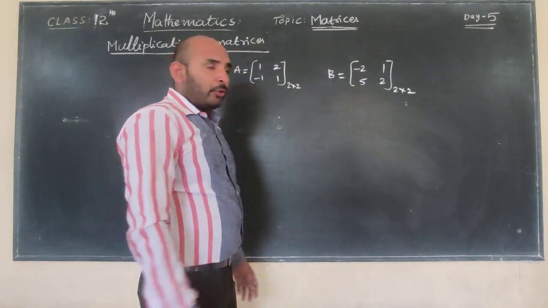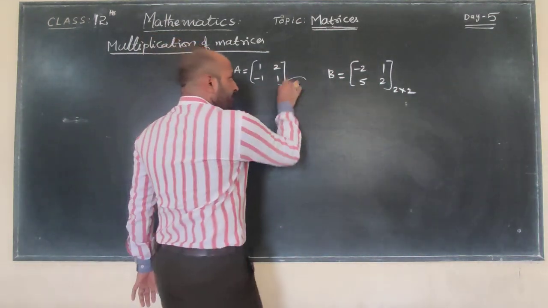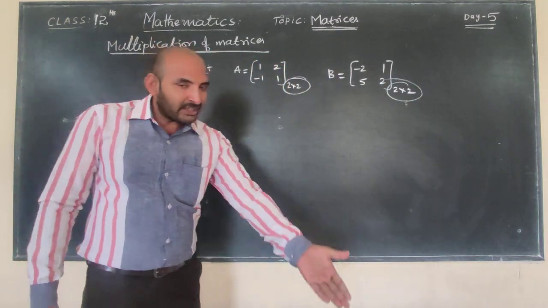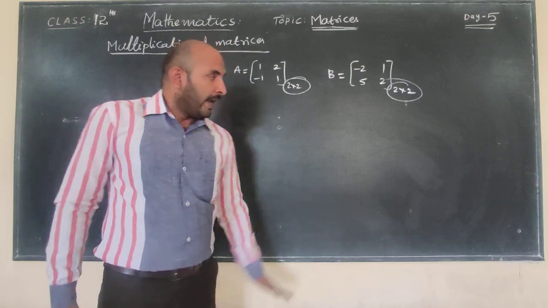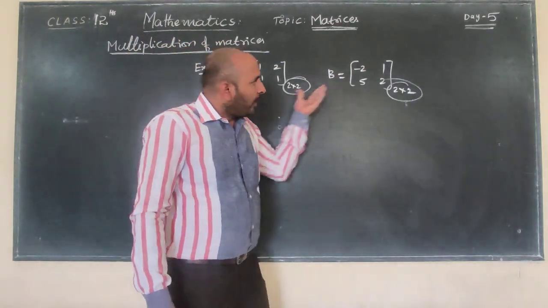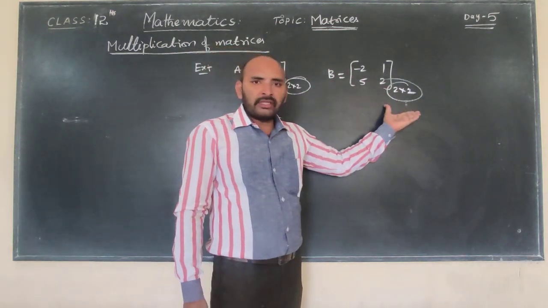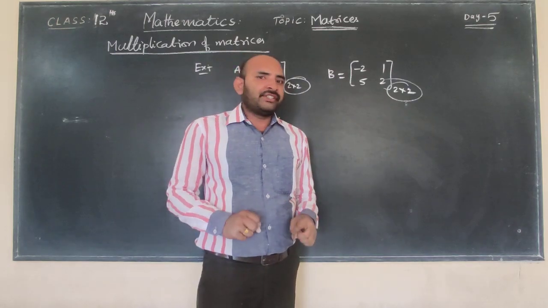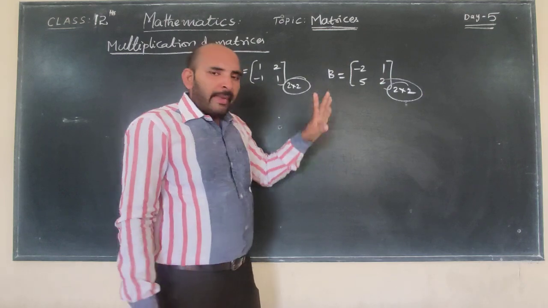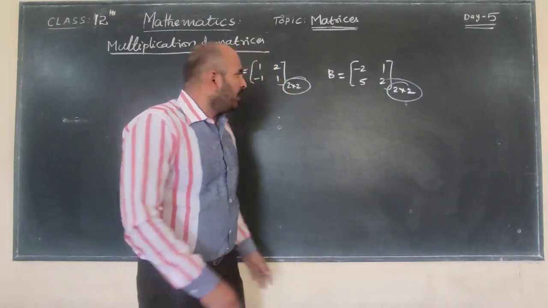Here in this example, both matrices' orders are the same. In the previous two examples, both matrices' orders were different. Here both are 2 by 2. Otherwise you can take a 3 by 3 matrix and another 3 by 3 matrix. The product exists, because A and B are square matrices. It is possible.